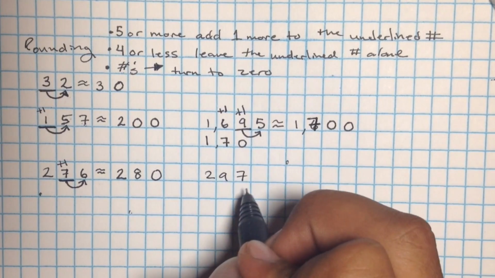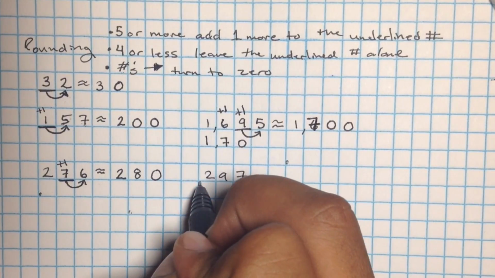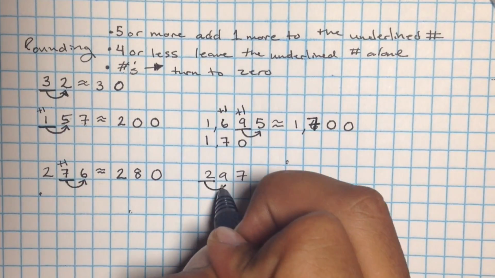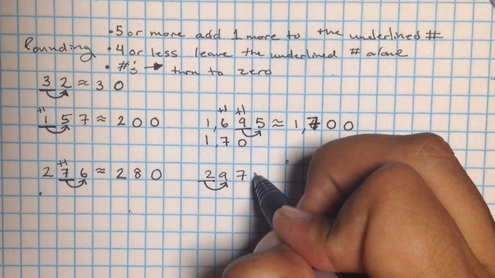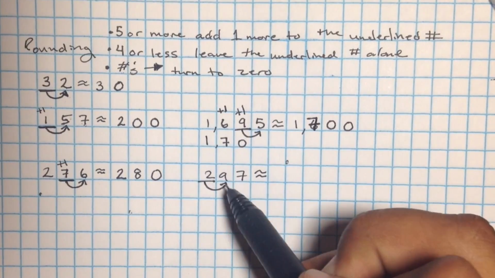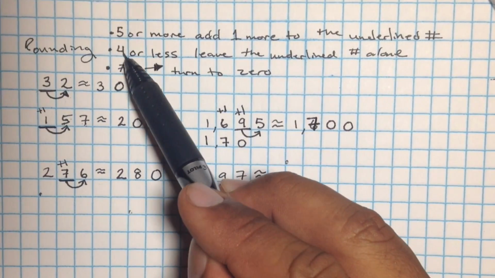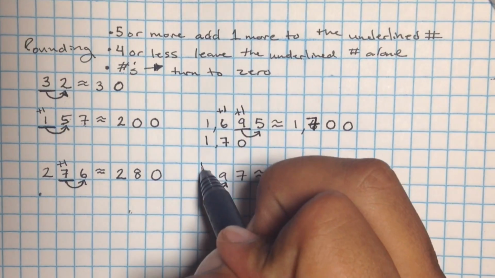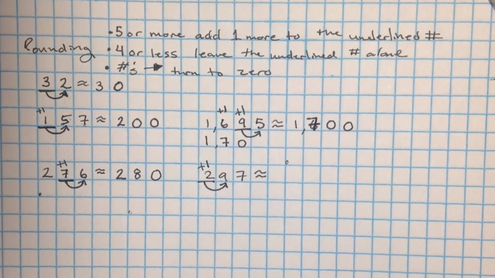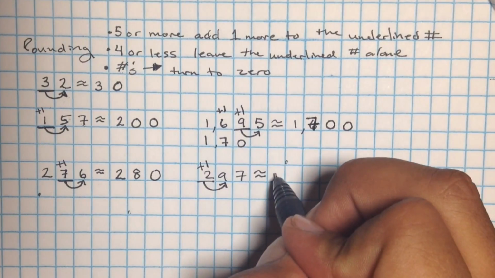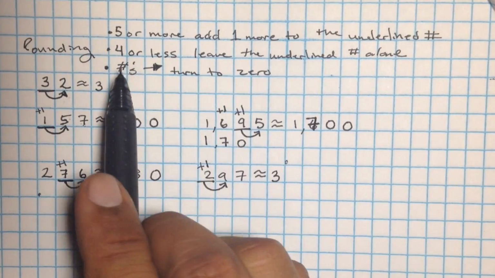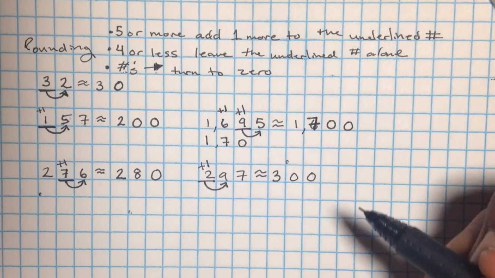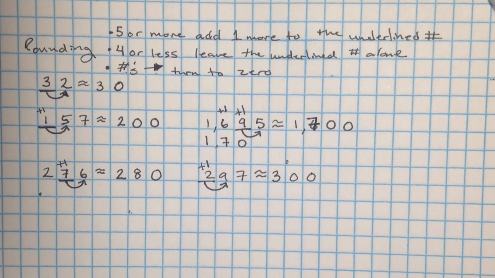297. We're going to round this to the nearest 100. I look to the right, and let's see here, is it 5 or more or 4 or less? Well, it's 5 or more, so that means I'm going to add 1 more to the underlined number. So 2 plus 1 gives me 3. All the numbers to the right turn to 0. And that's how we go ahead and round.